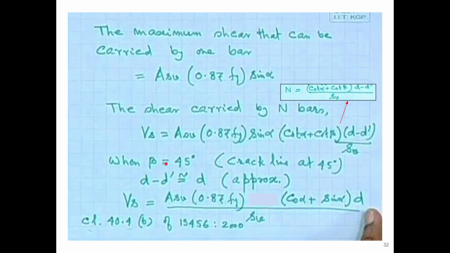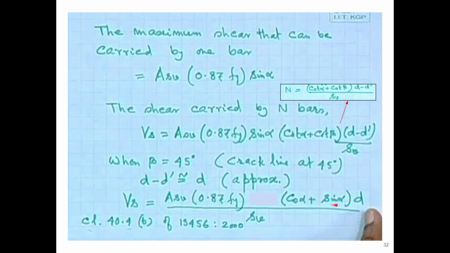So Vus is Asv into 0.87 fy into cos alpha plus sin alpha into d by sv. Okay, so this is as per clause 40.4b of IS 456:2000. This is given for inclined stirrups, and for vertical stirrups, this alpha value will become 90 degrees.